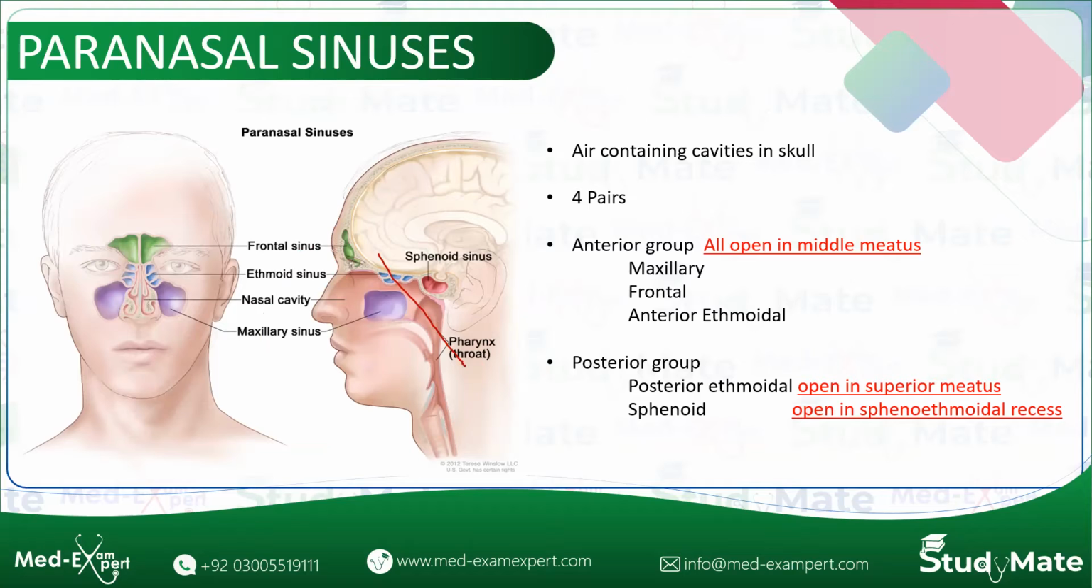So the sinuses behind this line are in the posterior group, which includes the posterior ethmoidal sinus and the sphenoid sinus. The posterior ethmoidal sinus opens separately into the superior meatus, whereas the sphenoid sinus opens into the sphenoethmoidal recess.